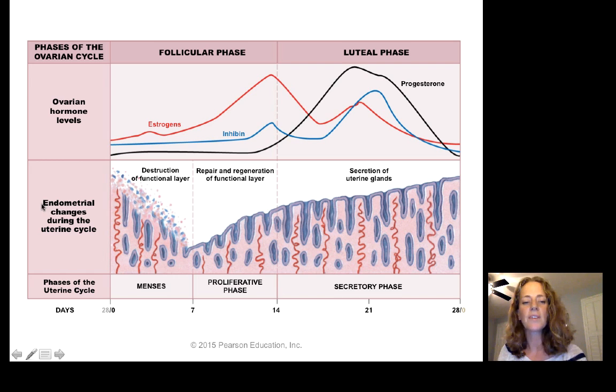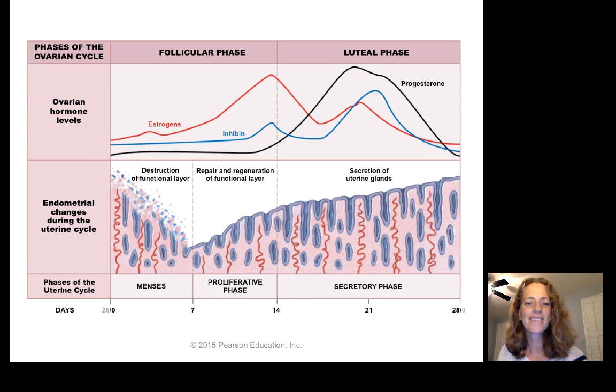This happens specifically in the endometrium of the uterus as a result of first estrogen increasing and then progesterone increasing. And as long as progesterone is high, the uterine lining will be thick. Once progesterone declines, the uterine lining will get the message that no fertilization has occurred, and it will be shed to restart for the next month.